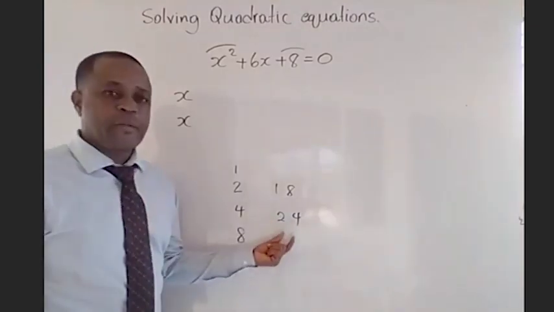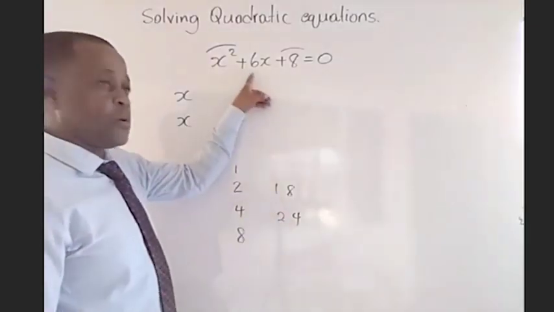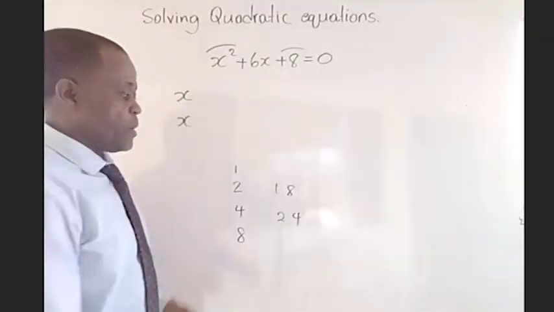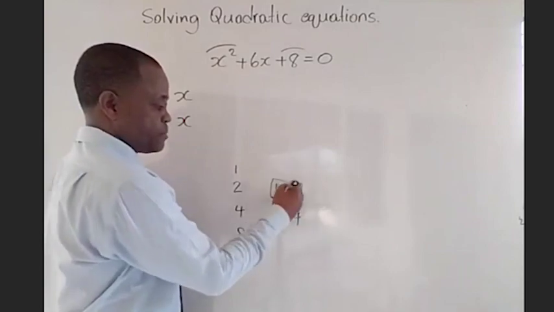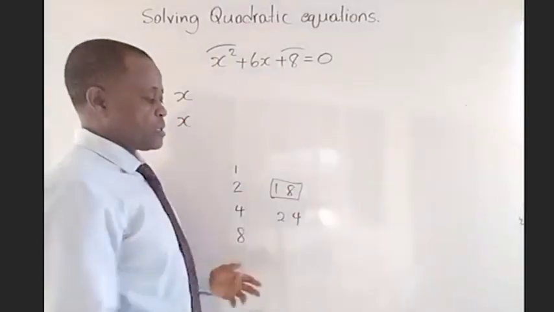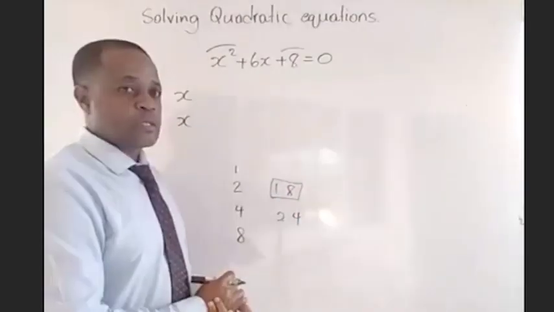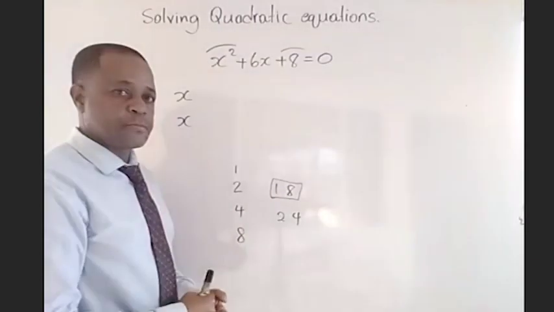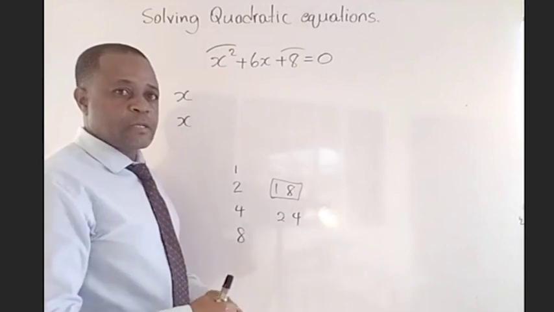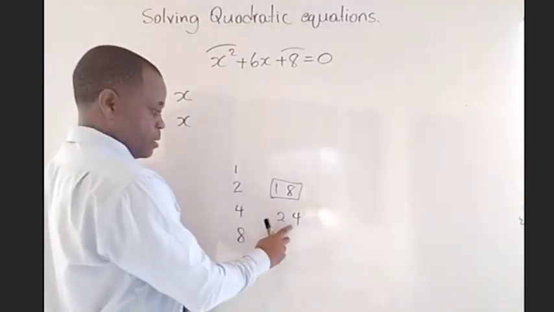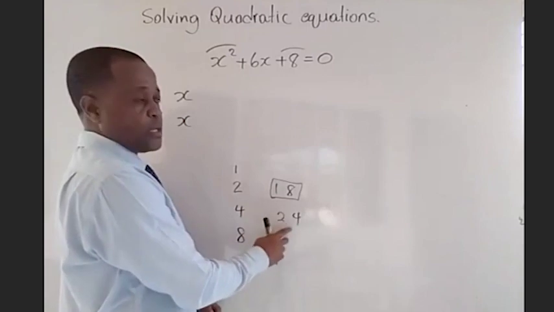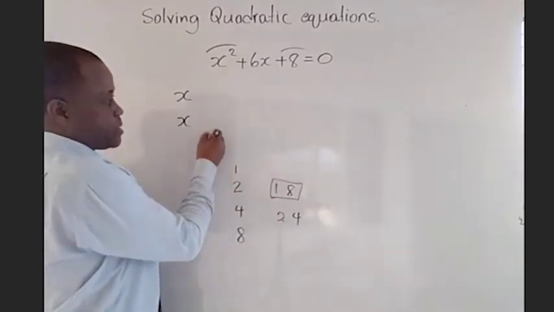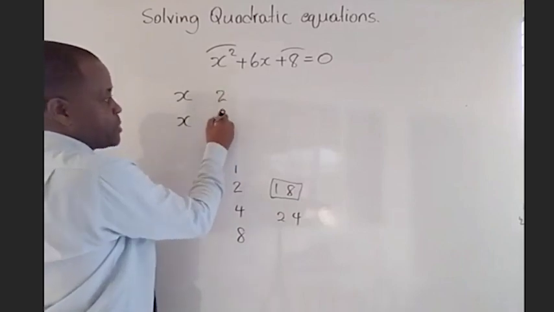Now, what we need to keep in mind is that we're thinking about this middle term in the back of our head. When I look at 1 and 8, you realize that there's nothing that I can do with those two numbers so that I get 6 from them. But what about 2 and 4? Yes, we can do something to them to get 6 from it. So these are the two factors that we will be using. So it's 2 and 4.